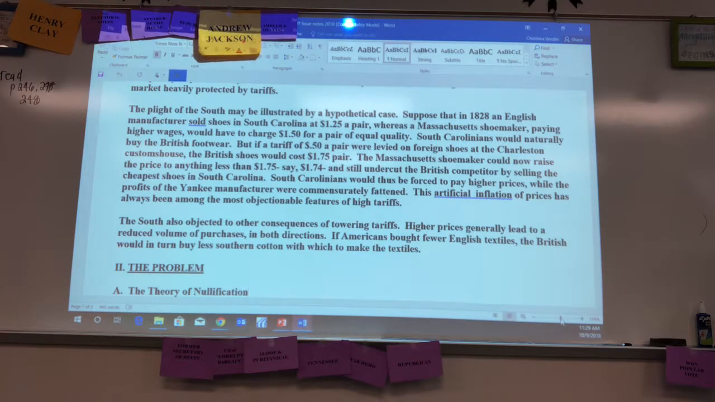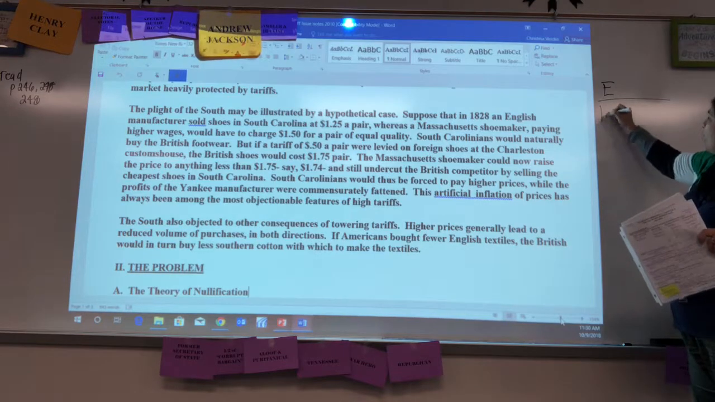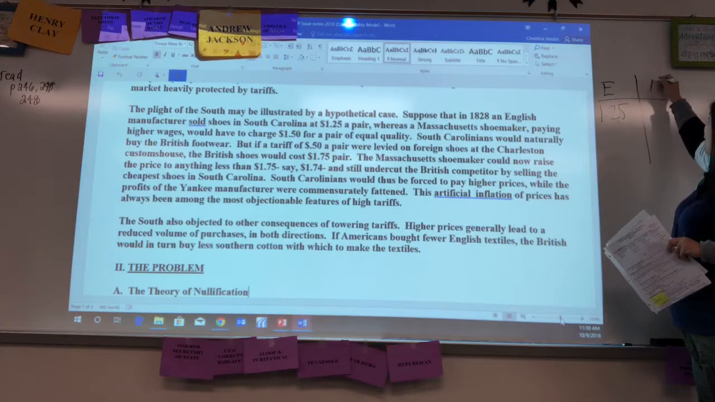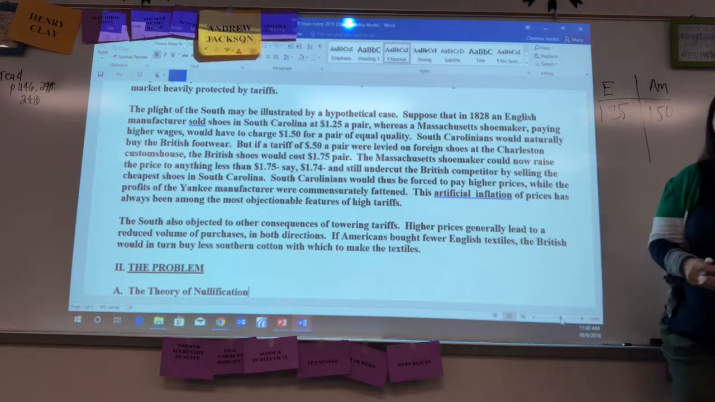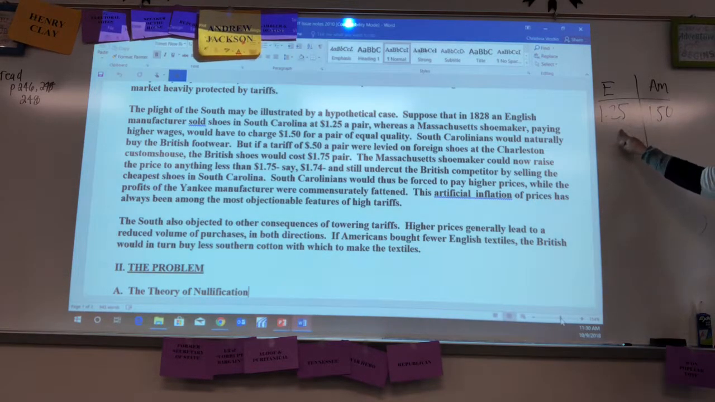Which shoes are you going to buy? $1.25. Why are you going to buy the foreign shoe? This is the English shoe. Why are y'all buying this shoe that is $1.25? It's cheaper. How much is the American-made shoe? So y'all are saying you are going to buy the cheaper shoe and not buy American. How unpatriotic of y'all. Why do y'all buy this $1.25 one? How much are you saving? Okay, so South Carolinians would naturally buy the British footwear.